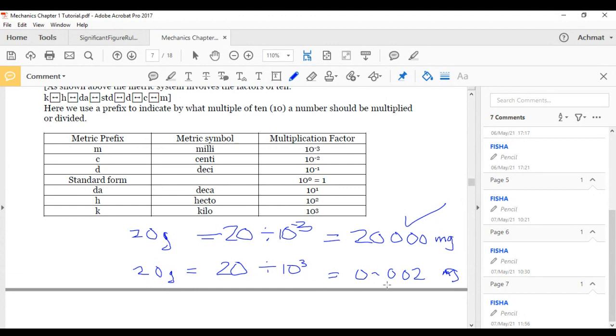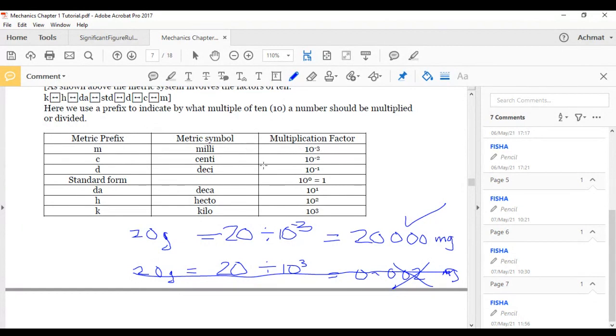Now, is this correct? Can 20 grams be so many milligrams? A milligram is much smaller than a gram. So this is definitely not correct. Okay, that is definitely not correct. Scratch it out.